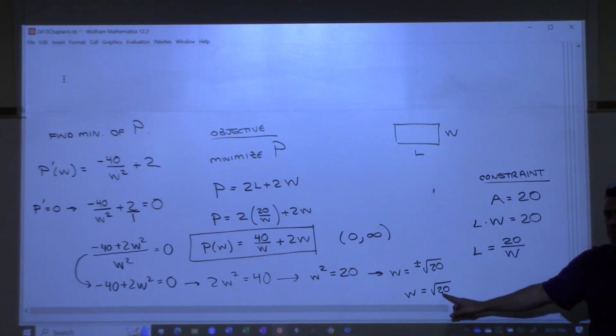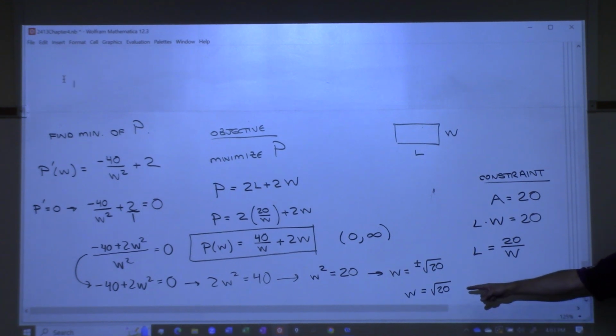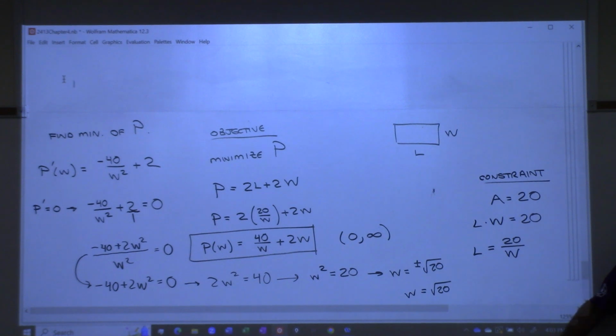So are we done? Why am I not done? I need the length. What did I ask for? I said find the dimensions, right? So could you find L now? Right there, right? Okay, hold on.